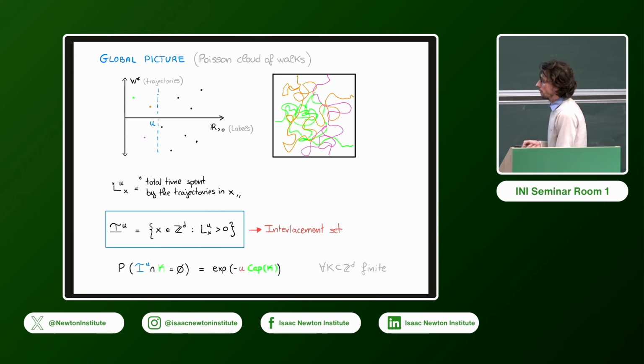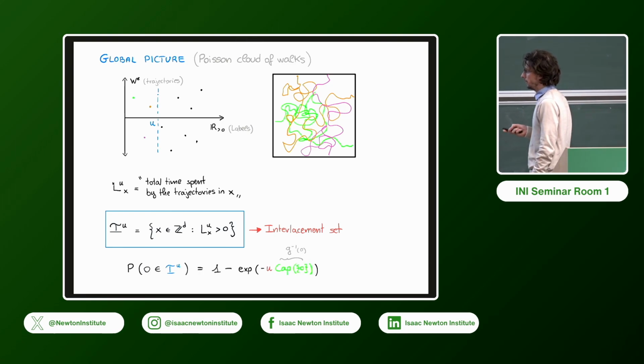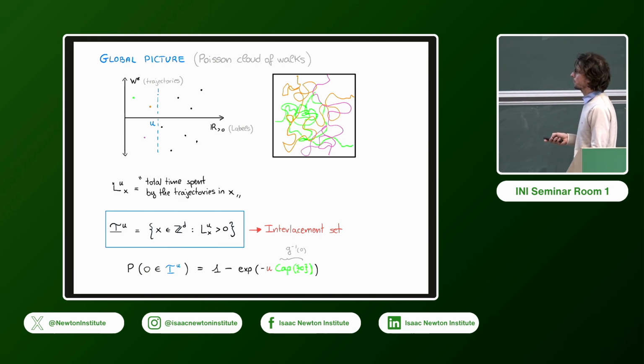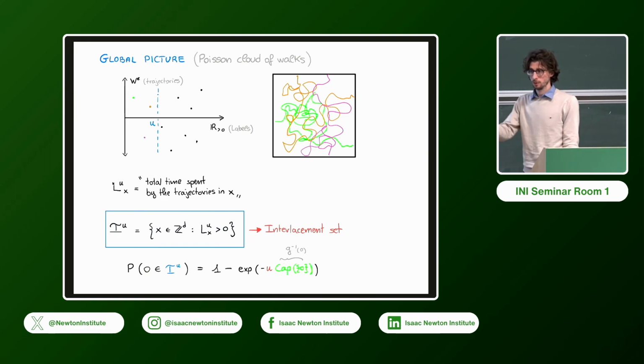We also saw this characterization, which completely and uniquely characterizes this random set, the interlacement set, that tells you that the probability of not intersecting a certain finite set K goes like exponential of minus u times the random walk capacity of this set. In particular, the probability that 0 belongs to the interlacement set at level u is given by an exact formula, and it is 1 minus exponential of minus u times the capacity of 0, which is 1 over the Green function at 0.